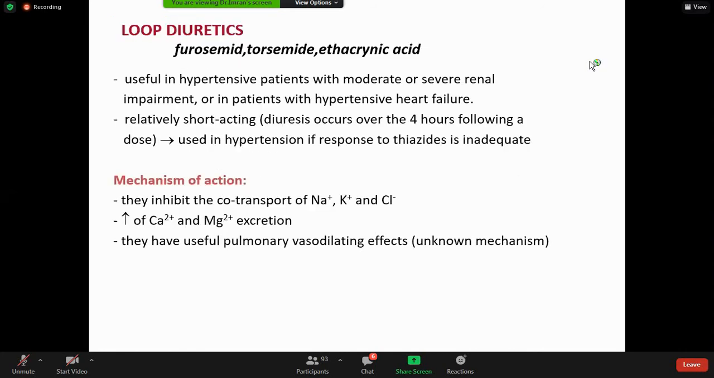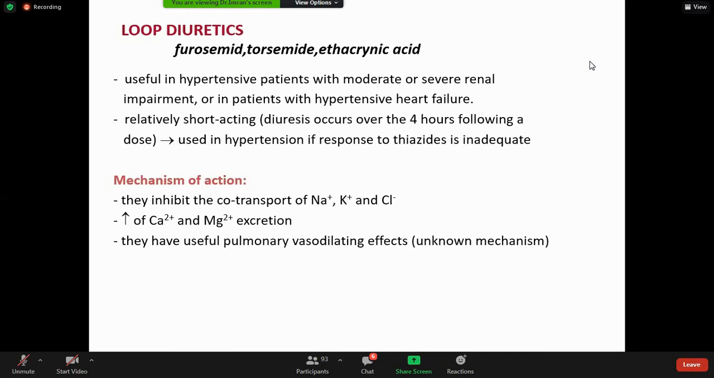Loop diuretics: the key and commonly used loop diuretic in our clinical setup is furosemide. Other examples are torsemide and ethacrynic acid. Useful in hypertensive patients with moderate or severe renal impairment or in patients with hypertensive heart failure. Relatively short acting, diuresis occurs over the 4 hours following a dose. Used in hypertension if response to thiazide is inadequate.